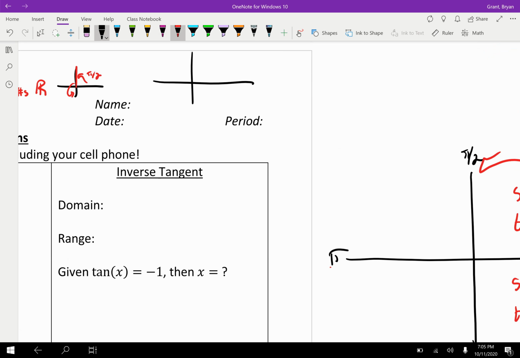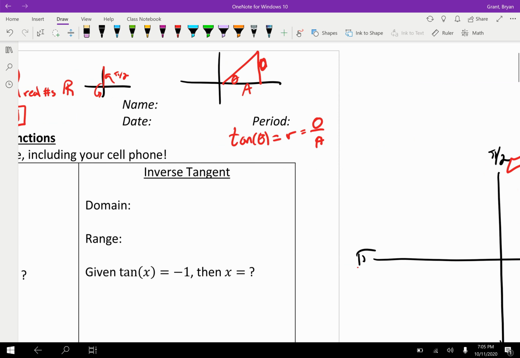First, tangent, when you create a triangle, is created by looking at the opposite over the adjacent. And because these can be all sorts of different sizes, the adjacent can be infinitely small, the opposite infinitely large. My domain for regular tangent, tangent of some theta, which equals a ratio of sides, the opposite over the adjacent, is all real numbers. Nothing too bad. And then the range or the output is also all real numbers. Okay?